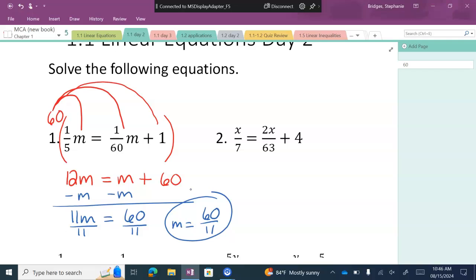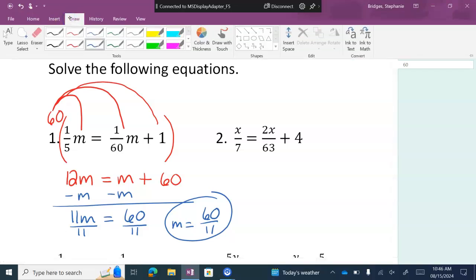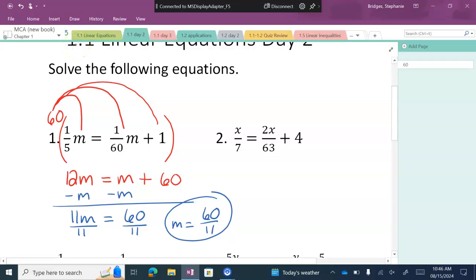People just kind of stare right now. So let's do this one. What are my 2 denominators? 7 and 63. And again, you want to use your largest denominator, the greatest common denominator, not the least common. So what's bigger, 7 or 63? 63. So I'm going to start with that one.